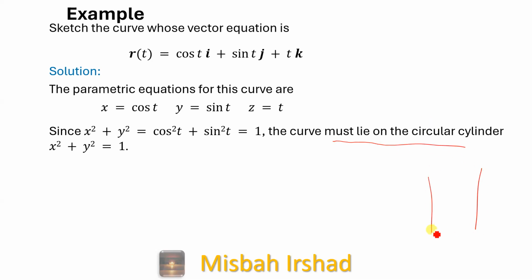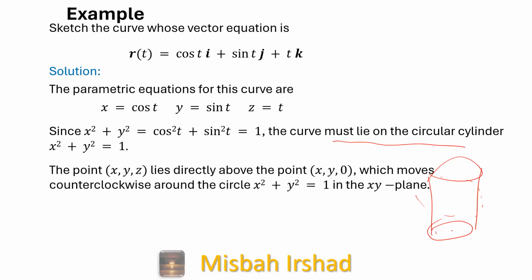So if this is a circular cylinder with radius 1, then the points on the curve would lie on the circle, right? So let's try how we can find these points. For different values of t, we have different points on the curve. On the xy plane, we have z equal to 0, that is t is equal to 0. So when t is equal to 0, cos t is 1 and sin t is 0. So that point would be (1, 0, 0).